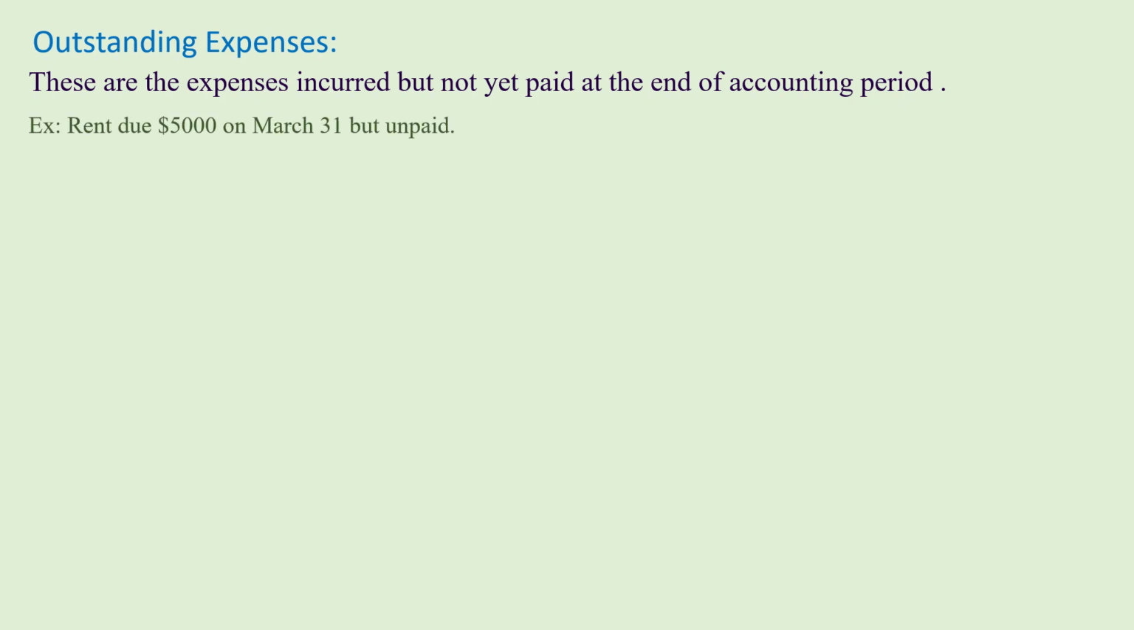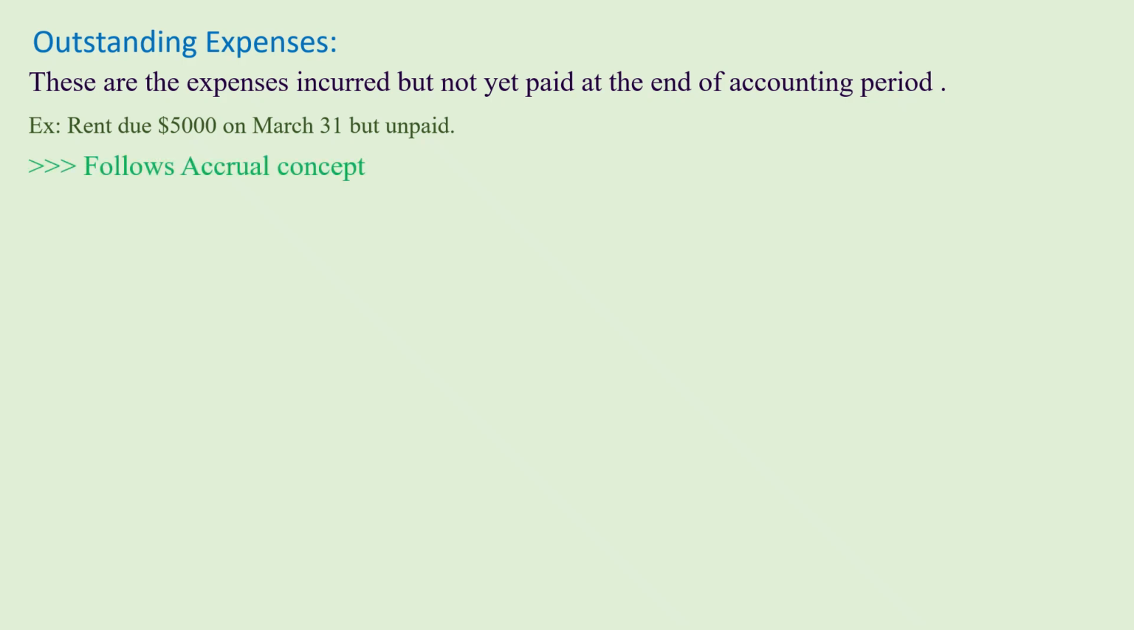An example of this is rent due of $5,000 on March 31st but unpaid. The person used the rent service, but at the end of the accounting period he has not yet paid this amount. This due amount is known as an outstanding expense.